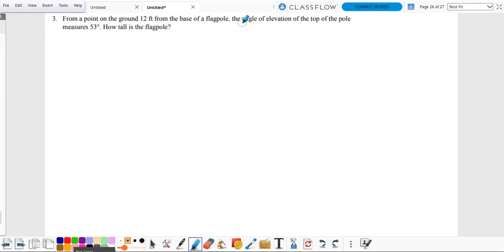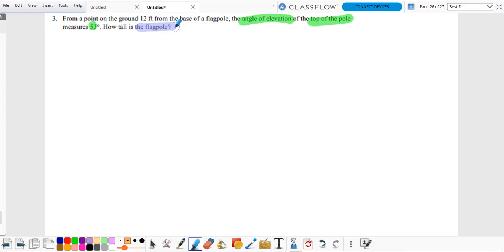So angle of elevation, that's a key word. Top of the pole, there's another key word. Top of the pole and 53 degrees. And then the question is saying, how tall is this flagpole? So this question is not looking for an angle, you're looking for a length now. So you're not using inverse, you're just using normal trig for these ones. So you have to read the question properly.